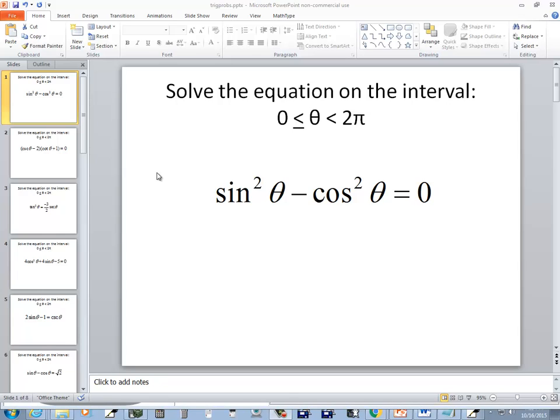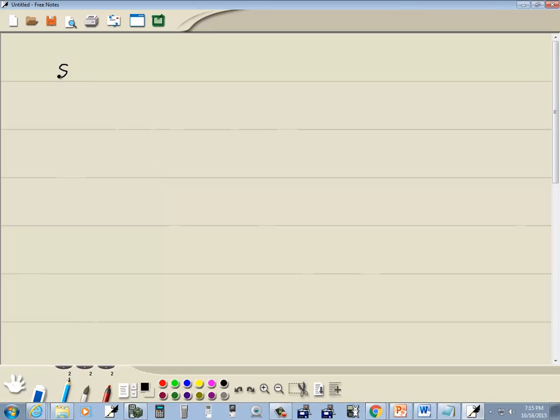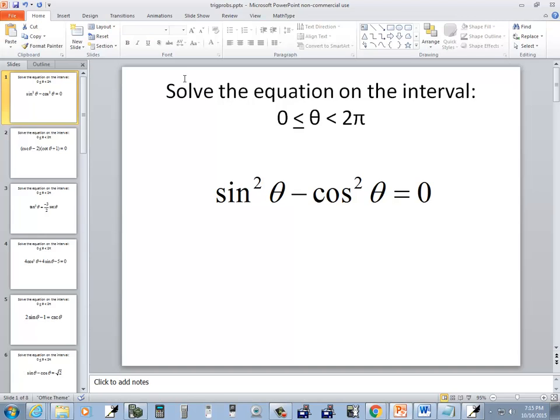Let's take a look at this problem. We're going to solve the equation on the interval from 0 to 2 pi. So we got sine squared theta minus cosine squared theta is equal to 0.